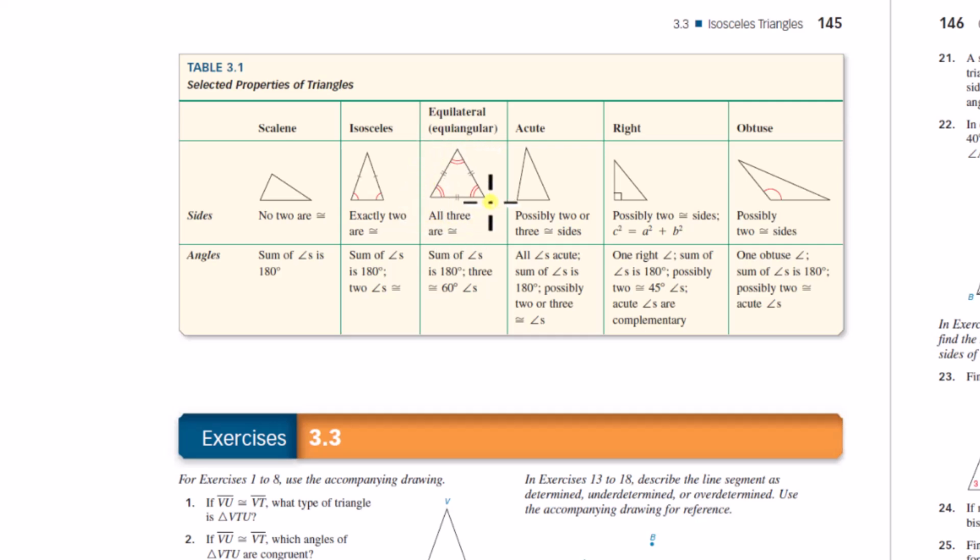Okay, an equilateral triangle, which we know now is also an equiangular triangle, means that all the angles are congruent and all the sides are congruent. That's the same triangle. And since the sum of the angles of any triangle is 180, that means that for an equiangular triangle, the angles must measure 60 degrees, all three of the angles.